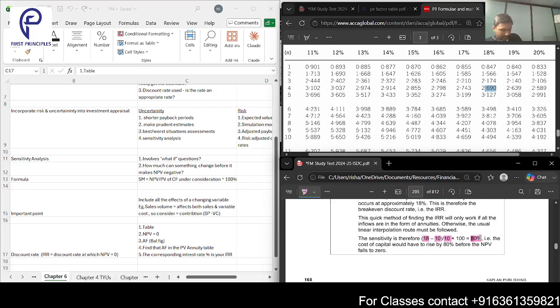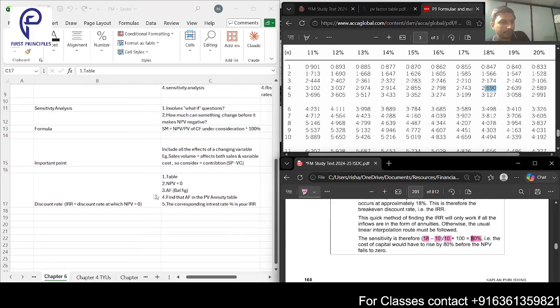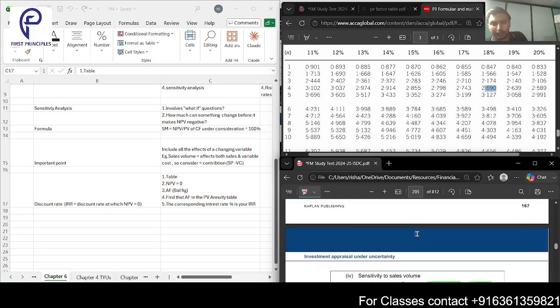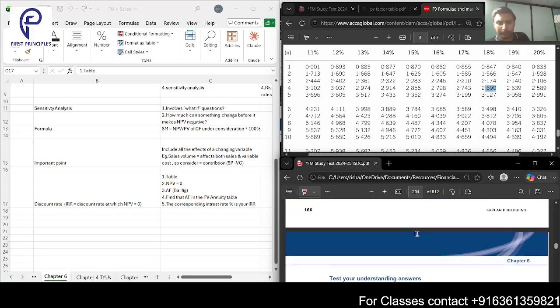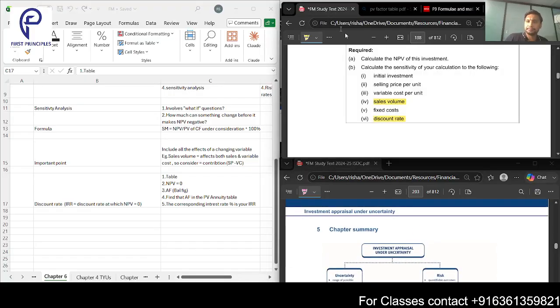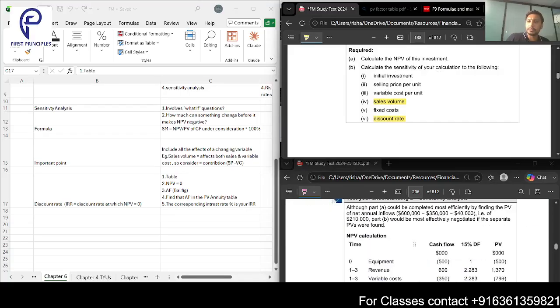Okay, that is all about this. Okay, discount rate हो गया, and that is all the line items we have looked into right now. Okay, we have looked into all the line items now. That's great. All the line items: initial selling price, variable cost, fixed, and discount rate. All the line items are done here.